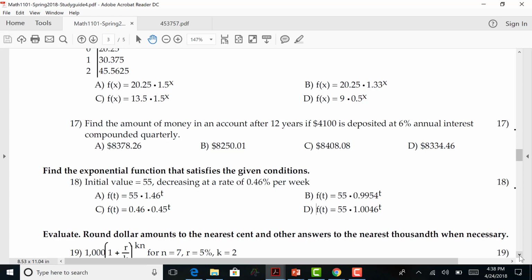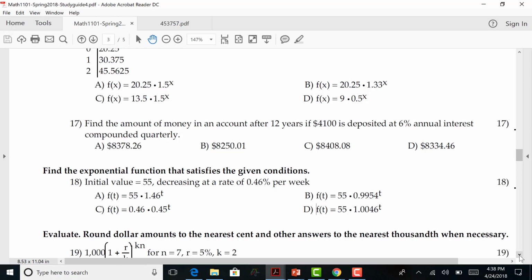Alrighty, so I'm just gonna fill it in. They just want the equation, so I need the equation. What's the initial value? 55. Okay, 55. Is it increasing or decreasing? Decreasing. So it's 1 minus now.